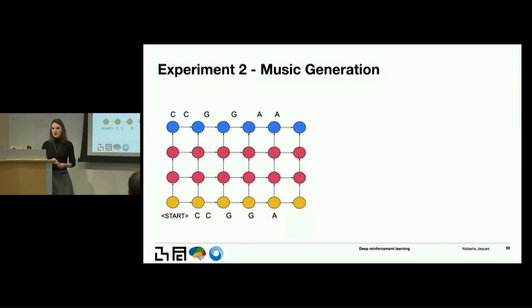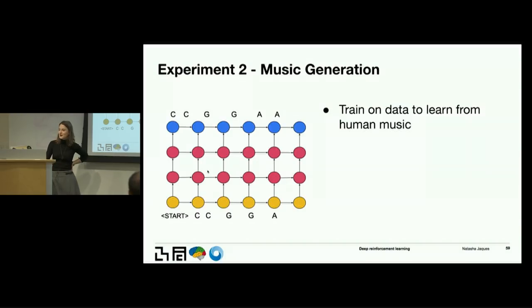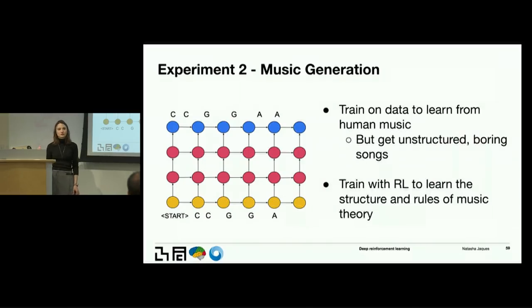The second problem that I tried this on is a music generation problem. So you can treat songs as a sequence of notes and train on data to try to learn to generate human-like music. But again, you have the same problem: unstructured, boring songs. So could we use reinforcement learning to build in some structure based on the rules of music theory?